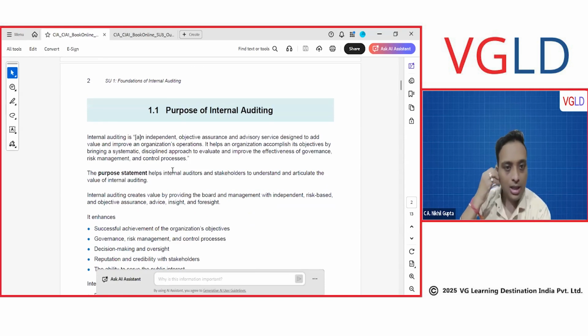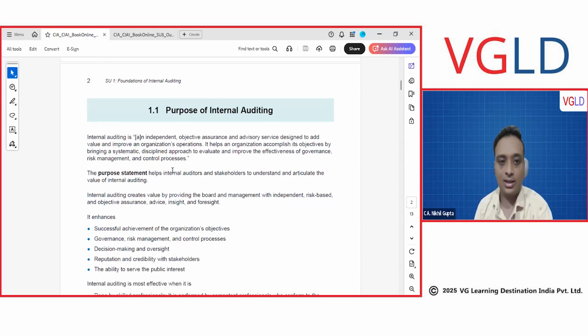I hope this is making sense and you are able to understand this. And the next thing is advisory services, which we give as an advisory role to our stakeholders. Why did we design it? The main line here is add value.